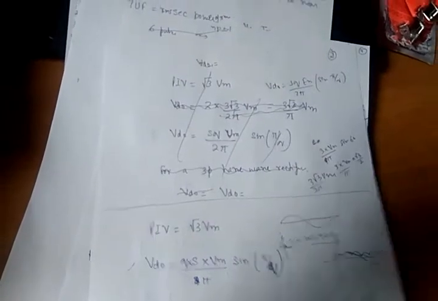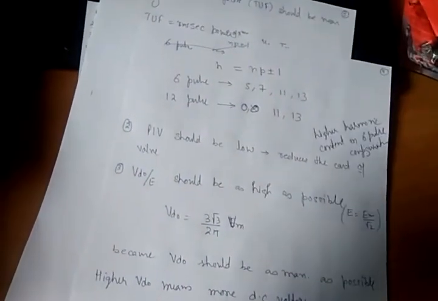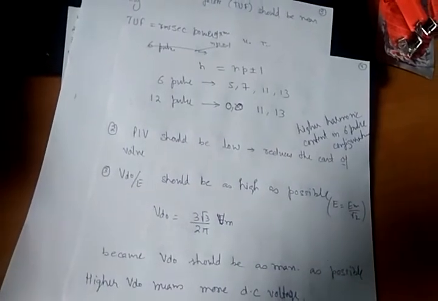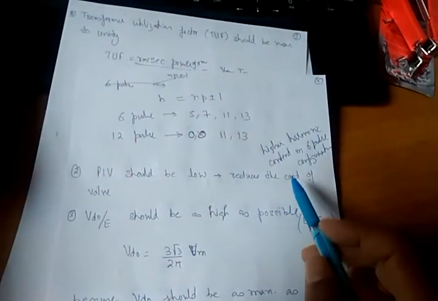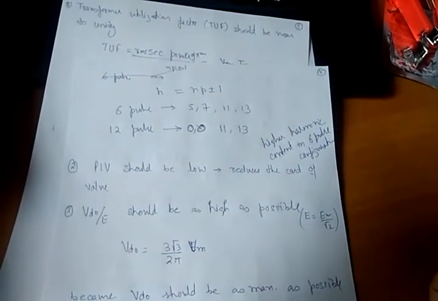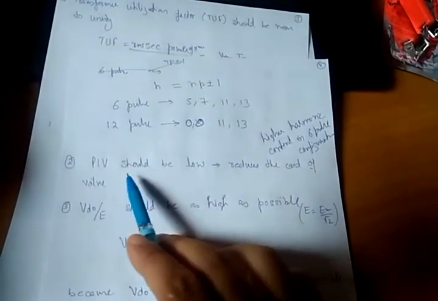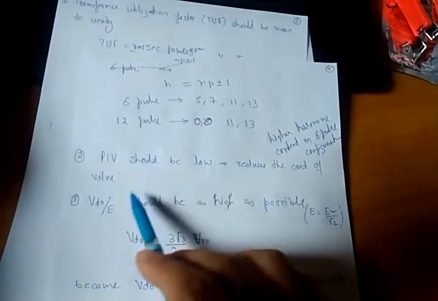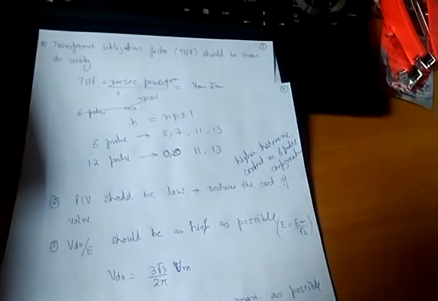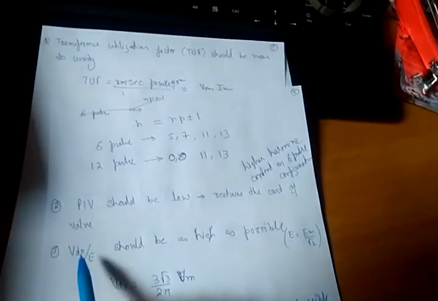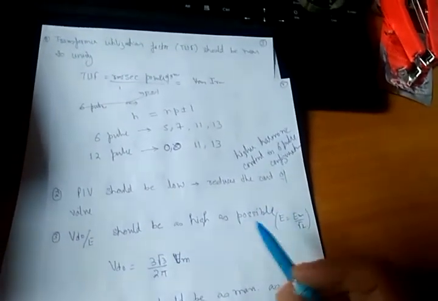For making the switch to withstand higher voltage, we need switches of better quality, better material should be there. So this will increase the cost of the valve. Therefore, if the peak inverse voltage is low, it will reduce the cost of the valve. The third point is VD0 by E should be as high as possible.